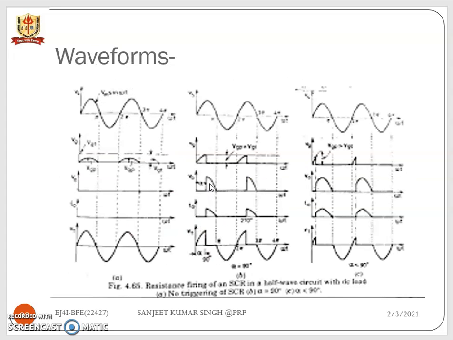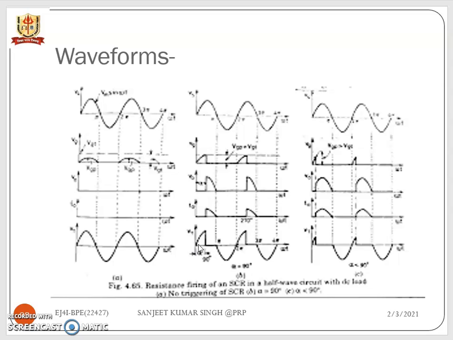So here we have the three waveforms corresponding to firing angle 0, then firing angle equal to 90 degree, and firing angle alpha less than 90 degree. When there is no firing, the whole voltage, positive half cycle and negative half cycle, appears across the thyristor VT here.